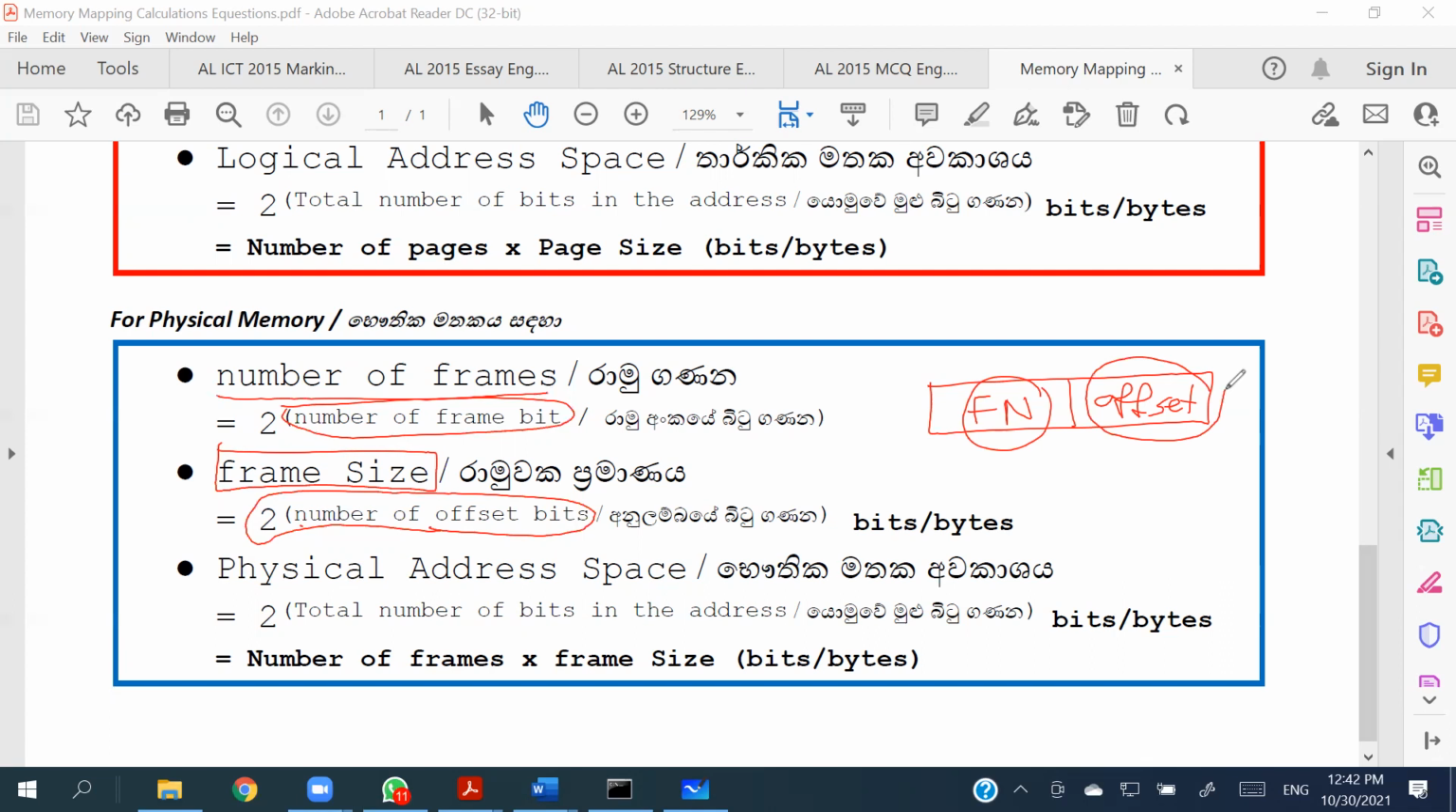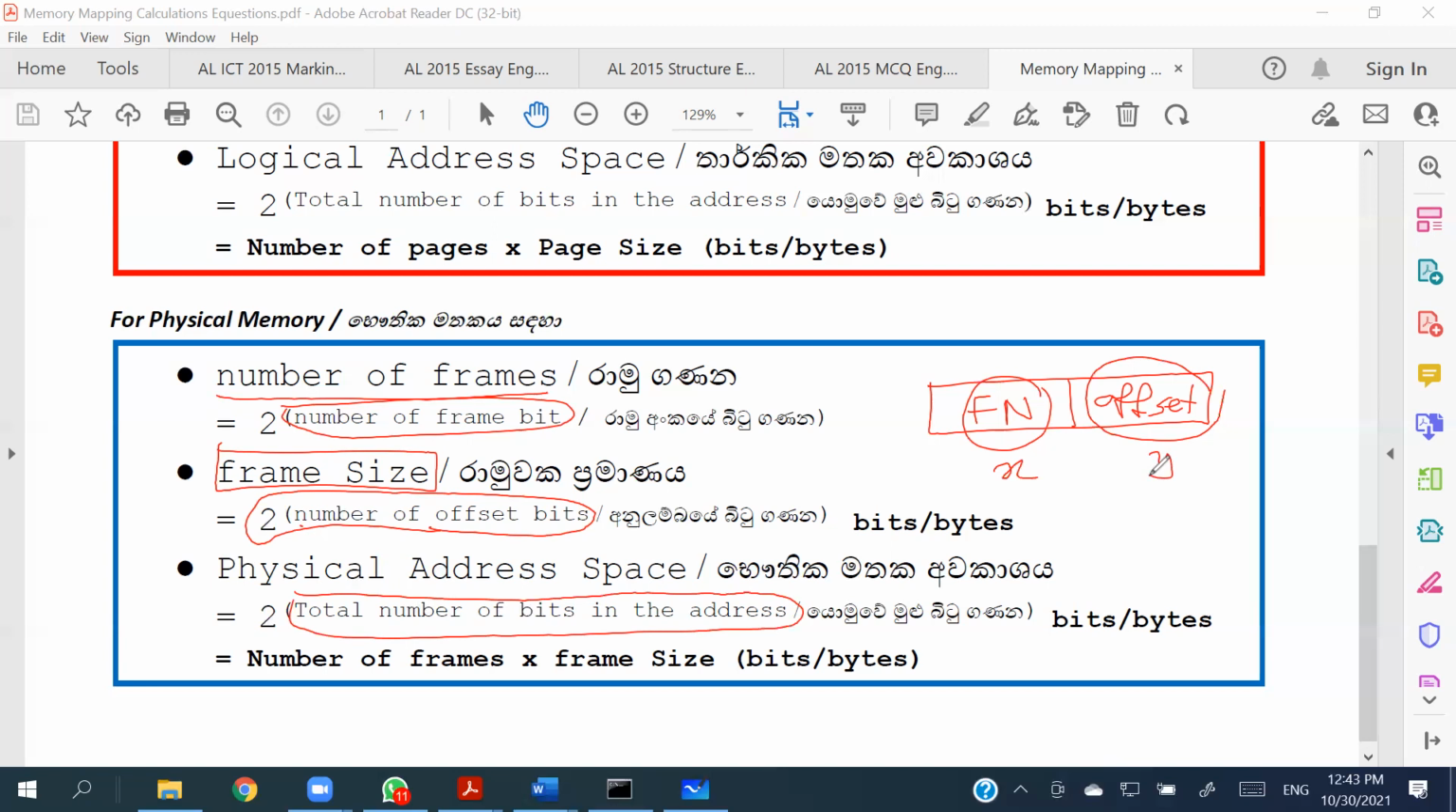And earlier we found the logical address space. Here we are going to find the physical address space. Still the same equation, the total number of bits in the address. If this has X bits and this has Y bits, the total is X plus Y. So 2 to the power X plus Y will give you the total memory capacity, or the maximum memory capacity, or the physical address space. There will be names like this. You will get to know about those.